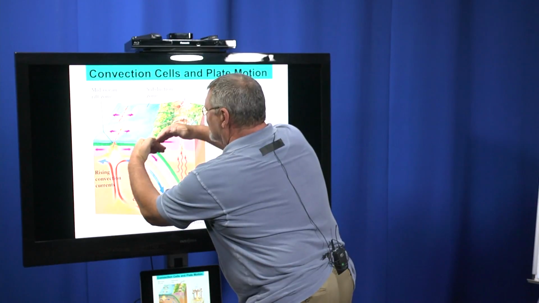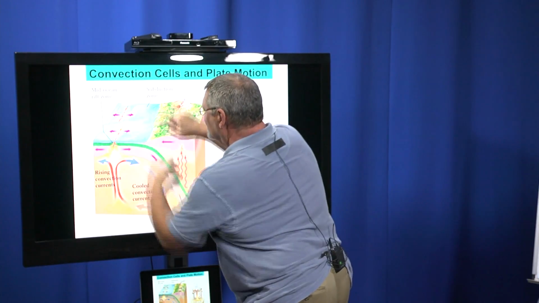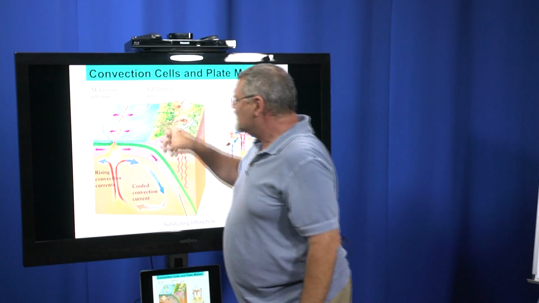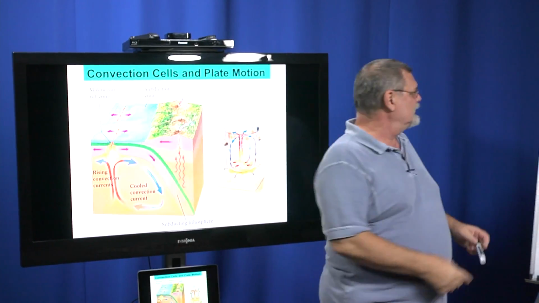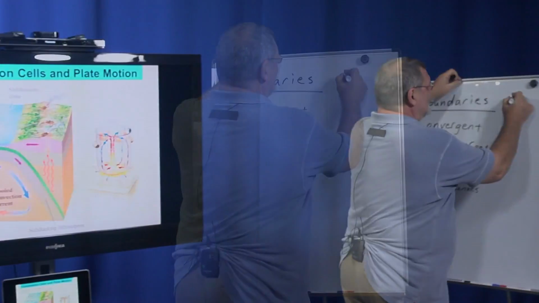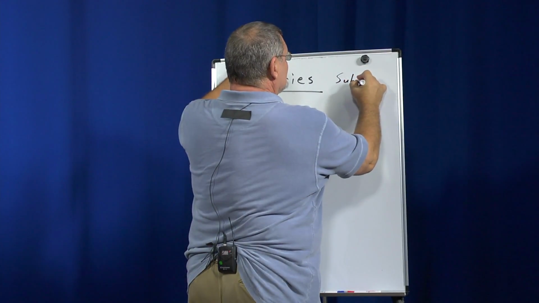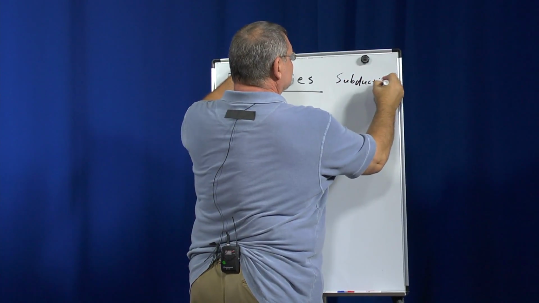As this goes down underneath, this is being pulled a little bit. It's going to form a trench. We call this, where these interact, the subduction zone. So there's another vocabulary word for you. Subduction zone.